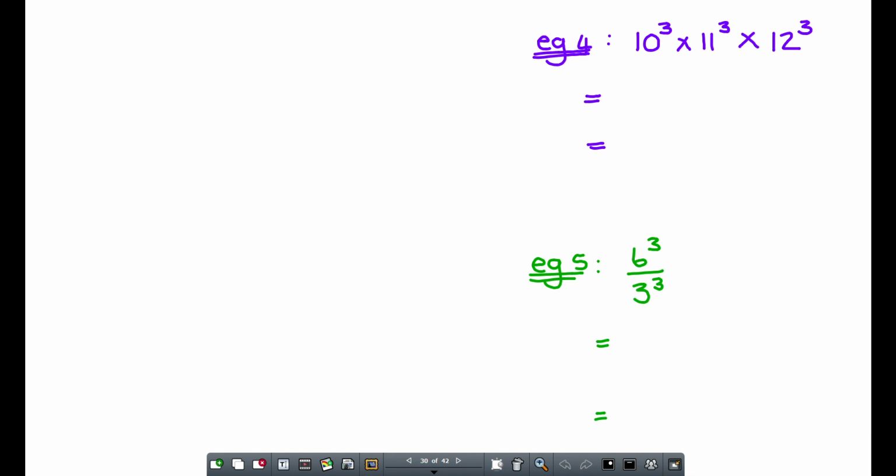Right. 10 to the power 3 times 11 to the power 3 times 12 to the power 3. Now, can you see that all my bases are different? Okay, but what's the same? My exponents. So what can I then do? I can use brackets and then say 10 times 11 times 12, close my bracket, and then say to the power of 3. Can you give me the answer? 10 times 11.